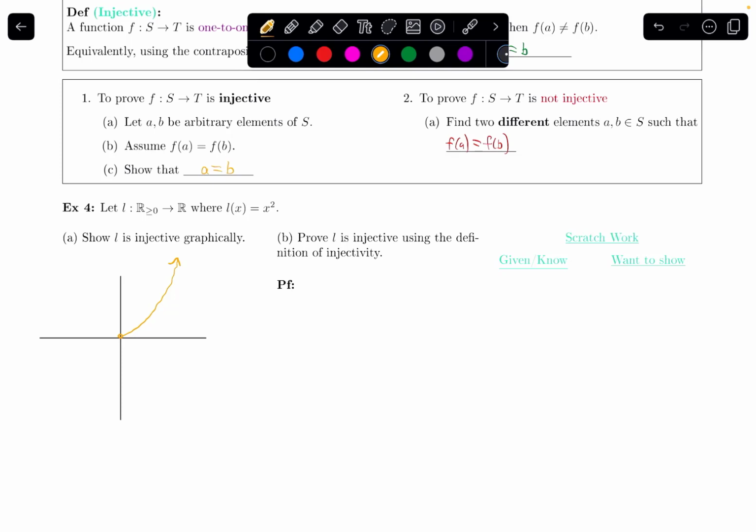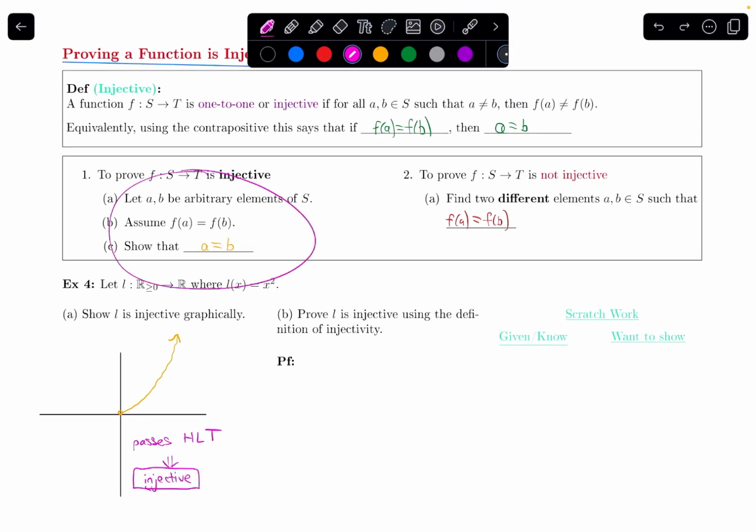Okay, and if I look at that, we saw in the last video that a function is injective if it passes the horizontal line test, which this does. This passes, I'm just going to abbreviate it, HLT for horizontal line test, which means it is injective. At least graphically, it is injective. Now in part B, let's actually prove this thing is injective using the definition of injectivity.